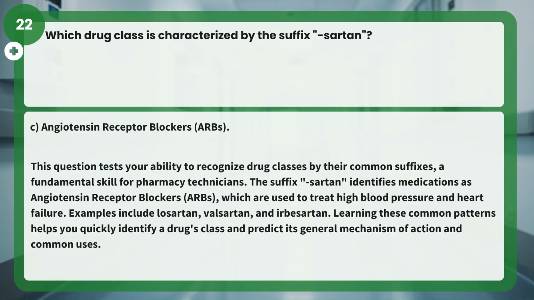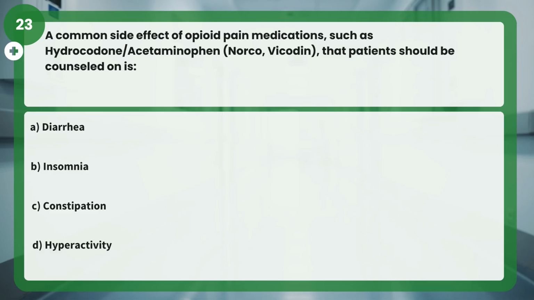Answer C. Angiotensin receptor blockers, ARBs. This question tests your ability to recognize drug classes by their common suffixes, a fundamental skill for pharmacy technicians. The suffix sartan identifies medications as angiotensin receptor blockers, ARBs, which are used to treat high blood pressure and heart failure. Examples include losartan, valsartan, and irbesartan. Learning these common patterns helps you quickly identify a drug's class and predict its general mechanism of action and common uses.